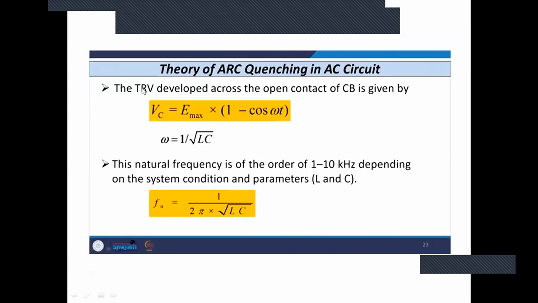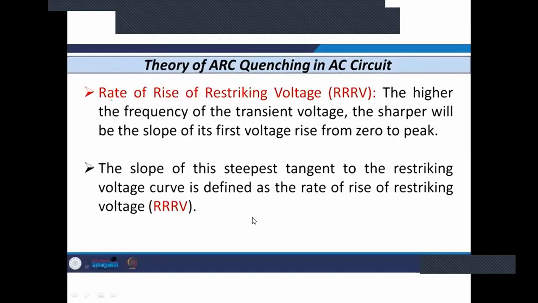The TRV, the transient restriking voltage developed across the open contact of the circuit breaker, is given by Vc equal to E maximum into 1 minus cos omega t, where omega is the natural frequency. This is equal to 1 over the square root of LC, and it is of the order of 1 to 10 kilohertz, depending on the system condition and the parameters L and C. So Fn, the natural frequency, is equal to 1 over 2 pi square root of LC.